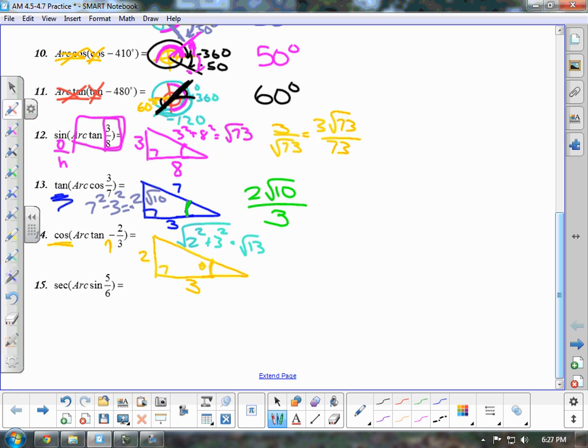Now we are dealing with cosine. And cosine is adjacent over hypotenuse, so 3 over the square root of 13. And then that can be simplified to 3 times the square root of 13 over 13.